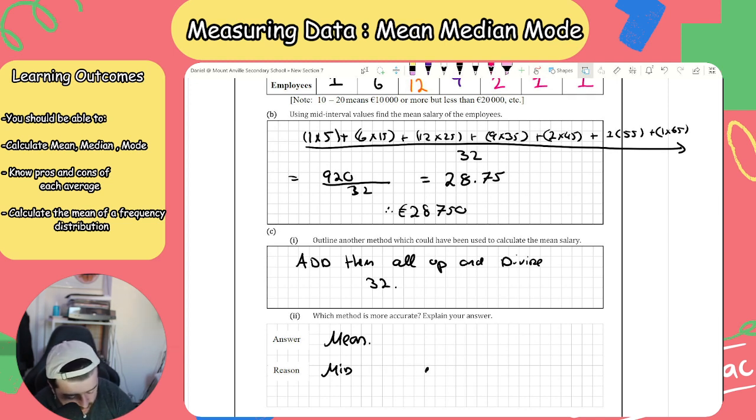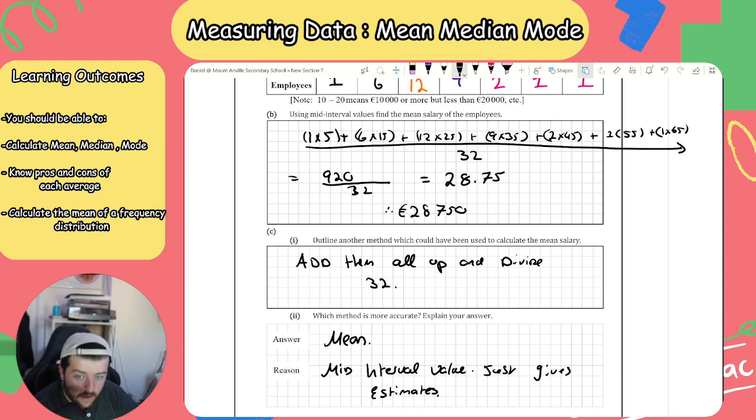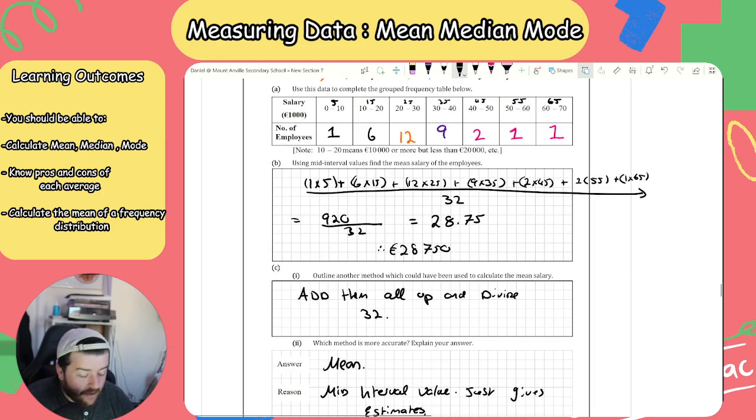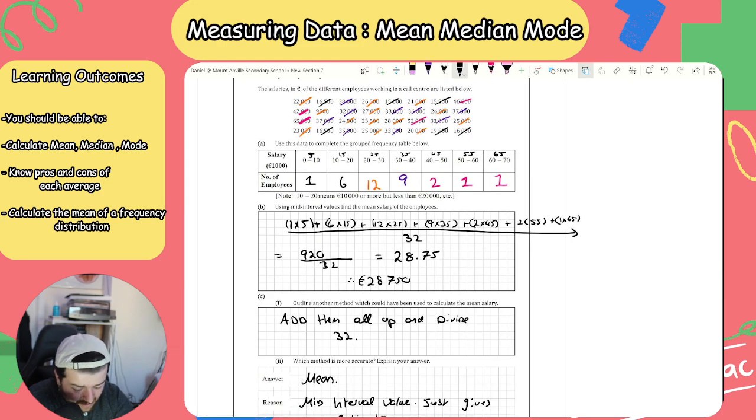Mid-interval value just gives estimates. So the mid-interval value just gives an estimate of what people make, but the more accurate one is just literally adding all the employees' salaries up and then dividing by 32. That'd be the more accurate one.